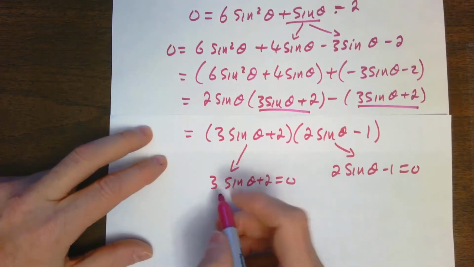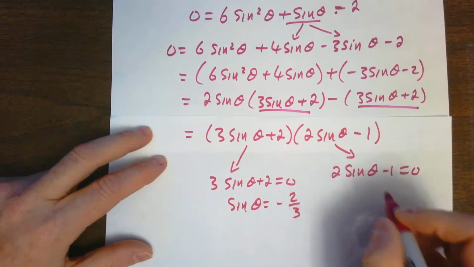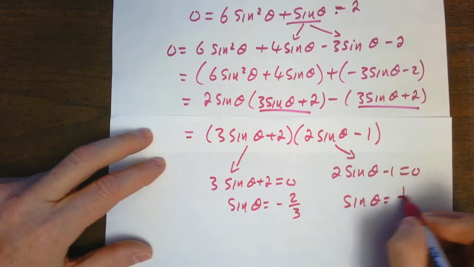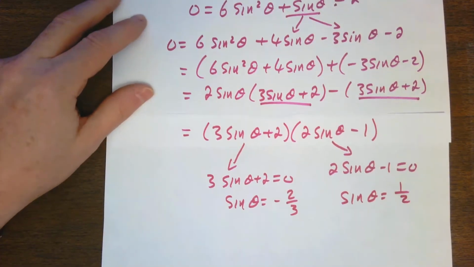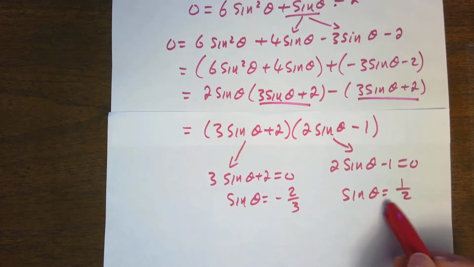Subtract 2, divide by 3. The sine of theta equals negative 2/3. Add 1, divide by 2, or the sine of theta equals 1/2. Oh gosh, let's see. I'm not dealing with very nice numbers. Well, the sine of theta equals 1/2, actually, that's a unit circle angle, isn't it?